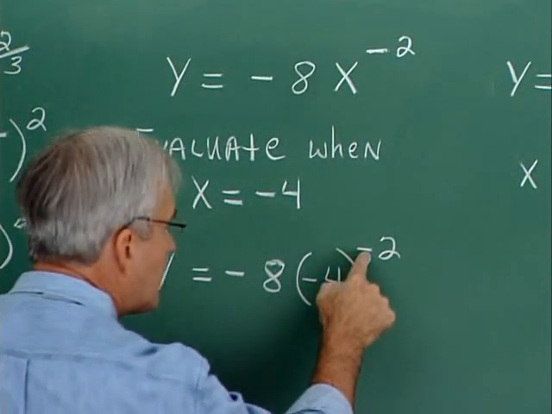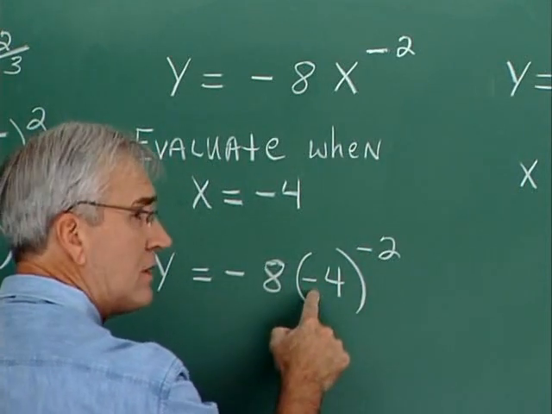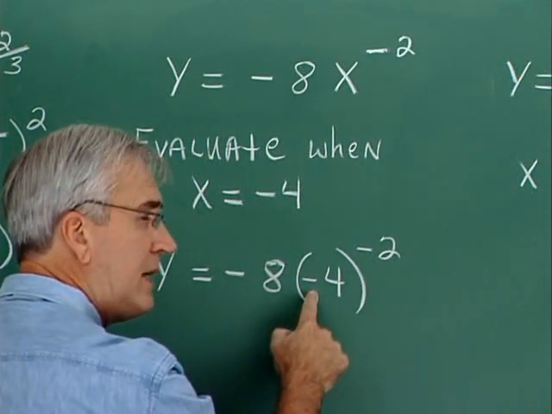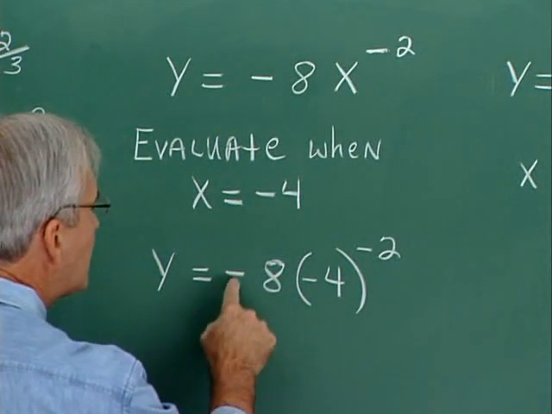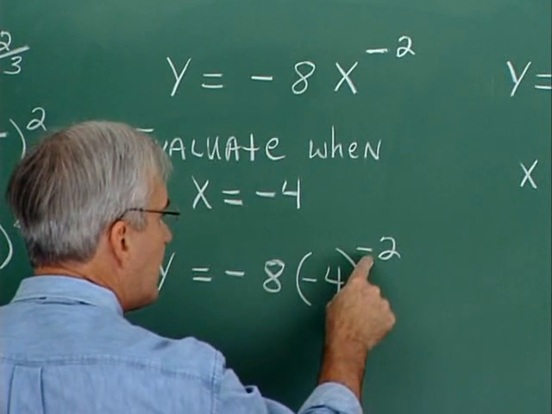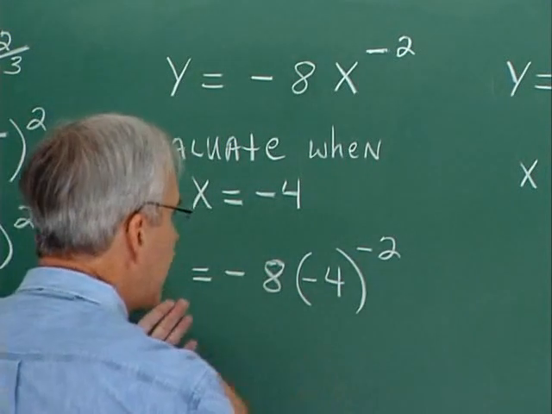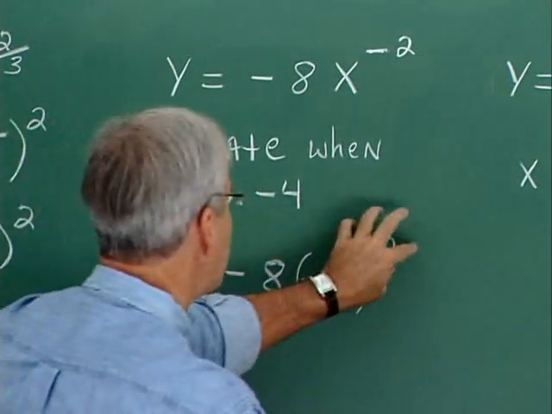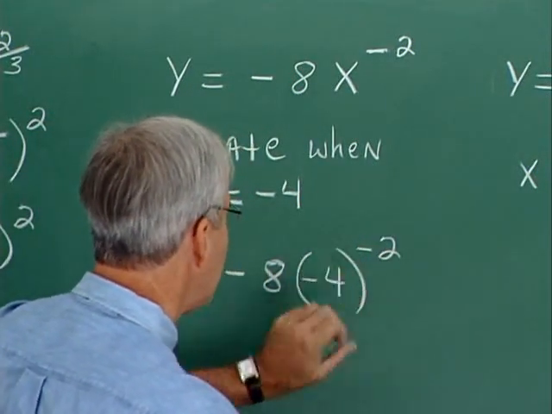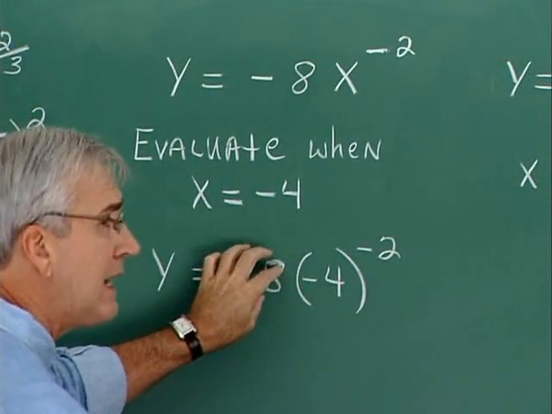Now, this minus sign in the exponent is not related to these two minus signs. They're not even distant cousins. They mean entirely different things. These say the negative of 8, the negative of 4. And this is implying a misplaced base. Now, we need to take care of one thing at a time here. This exponent is on this negative 4 as its base and has nothing to do with the negative 8.